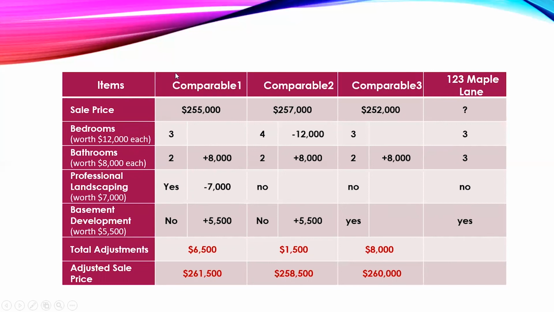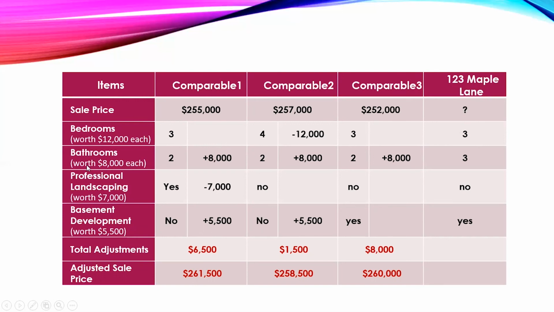All right, so for comparable 1, the sale price is $255,000. Now it has 3 bedrooms and each bedroom is worth $12,000. As we can see here, our Maple Lane, our subject property, also has 3 bedrooms. Because the number of bedrooms are the same, we do not make any adjustment for the number of bedrooms. So here it will be 0.